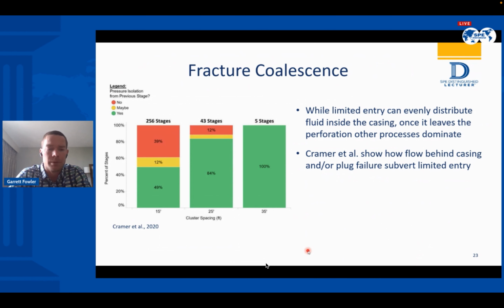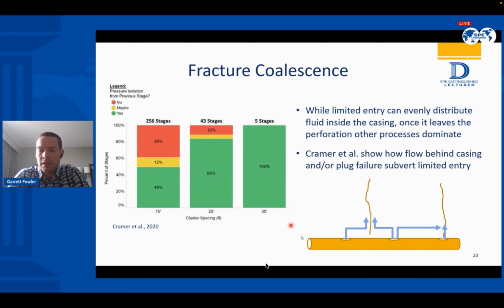So again, this is another paper from Conoco where they did what they call pump down diagnostics. So at the beginning of each completion stage, they would perform a test to understand whether that stage was isolated from the prior stage, and then they mapped that versus the cluster spacing. So what we see is that when the cluster spacing gets too small or too tight, regardless of the limited entry and whether you're diverting fluid out of all of those perforation clusters, there is still a pathway to communicate back through to the prior stage, likely through some sort of axial fracture or cement integrity issues.